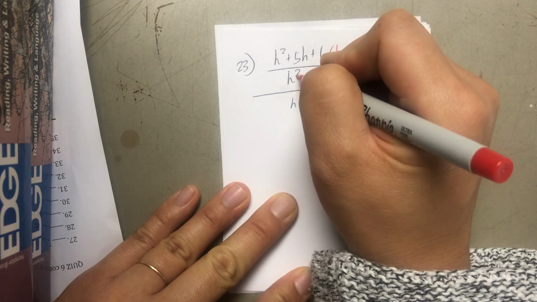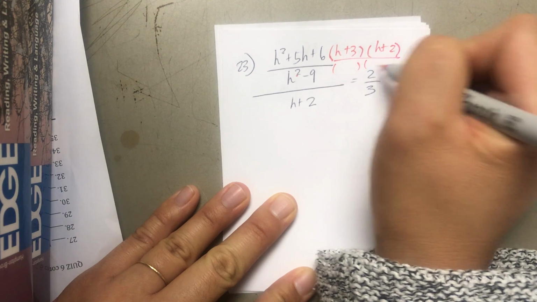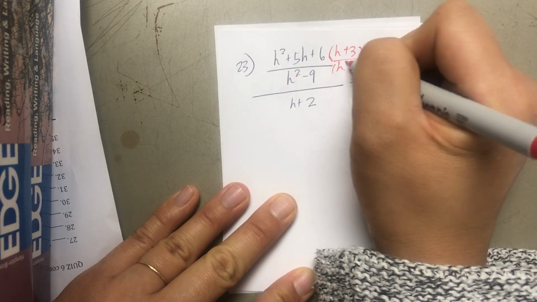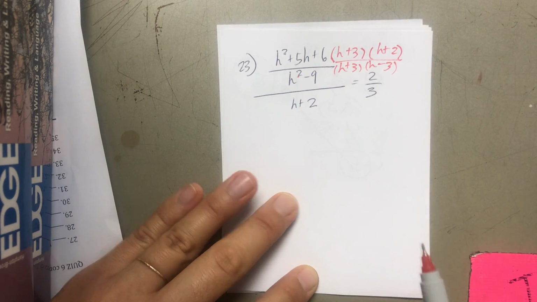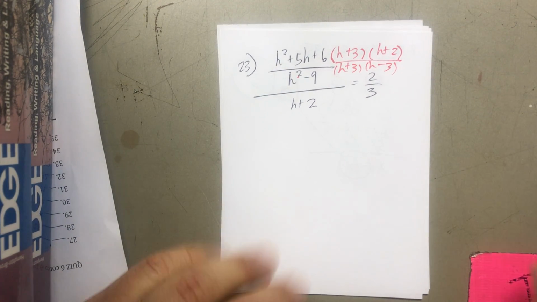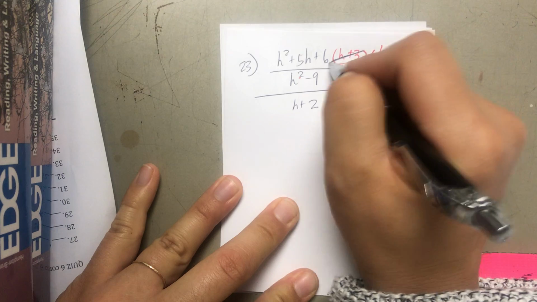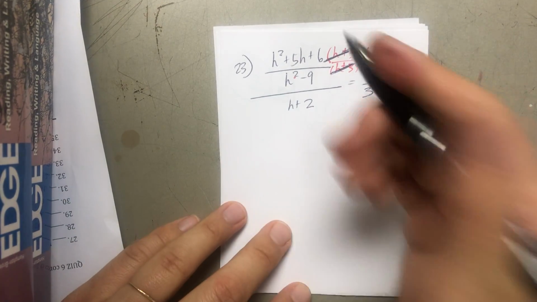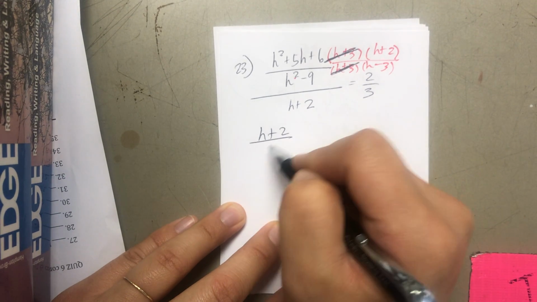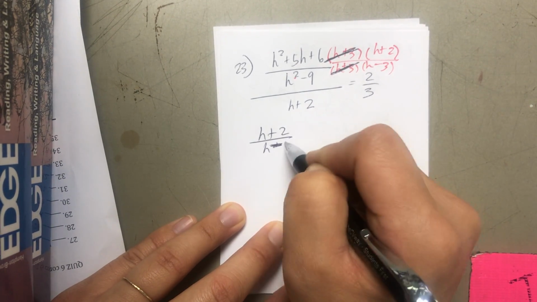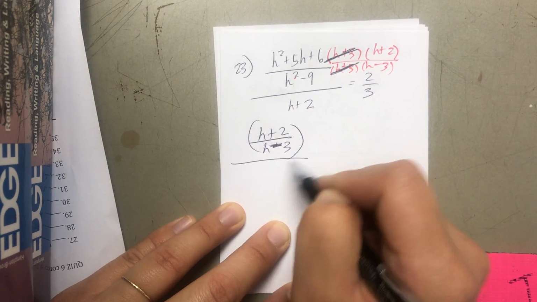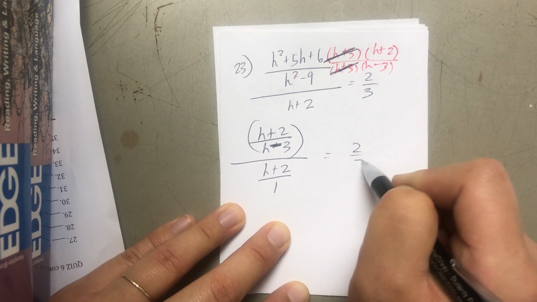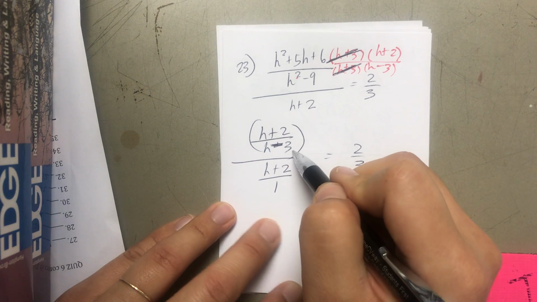And then over h squared minus 9 would basically be h, 3, 3, a plus and a minus. Okay, so what can happen here now is we could cross this one out and this one out, leaving us with now h plus 2 over h minus 3 all over h plus 2, which is the same thing as h plus 2 over 1 equals 2 over 3. Okay, so this is the next step.